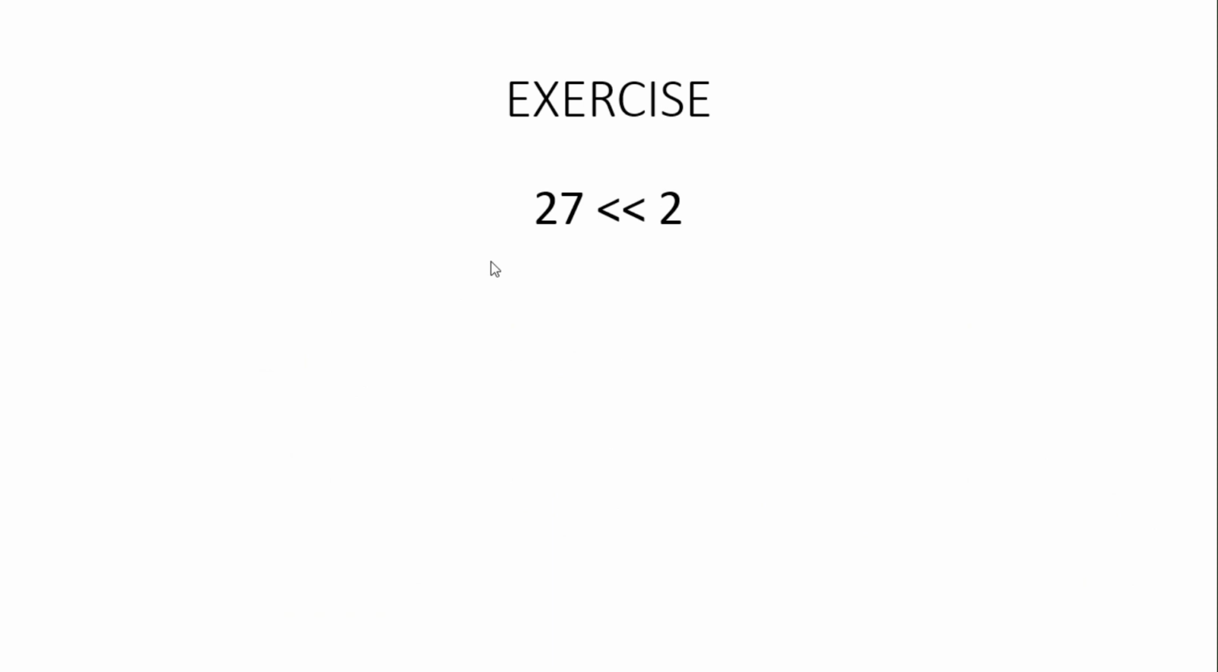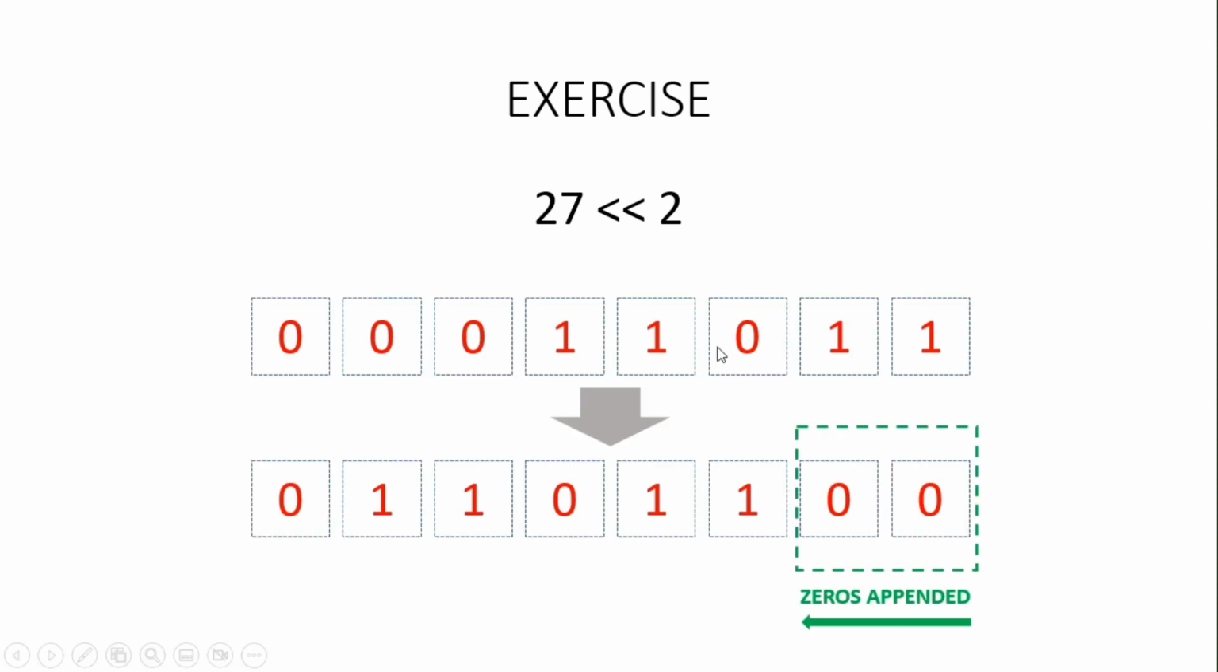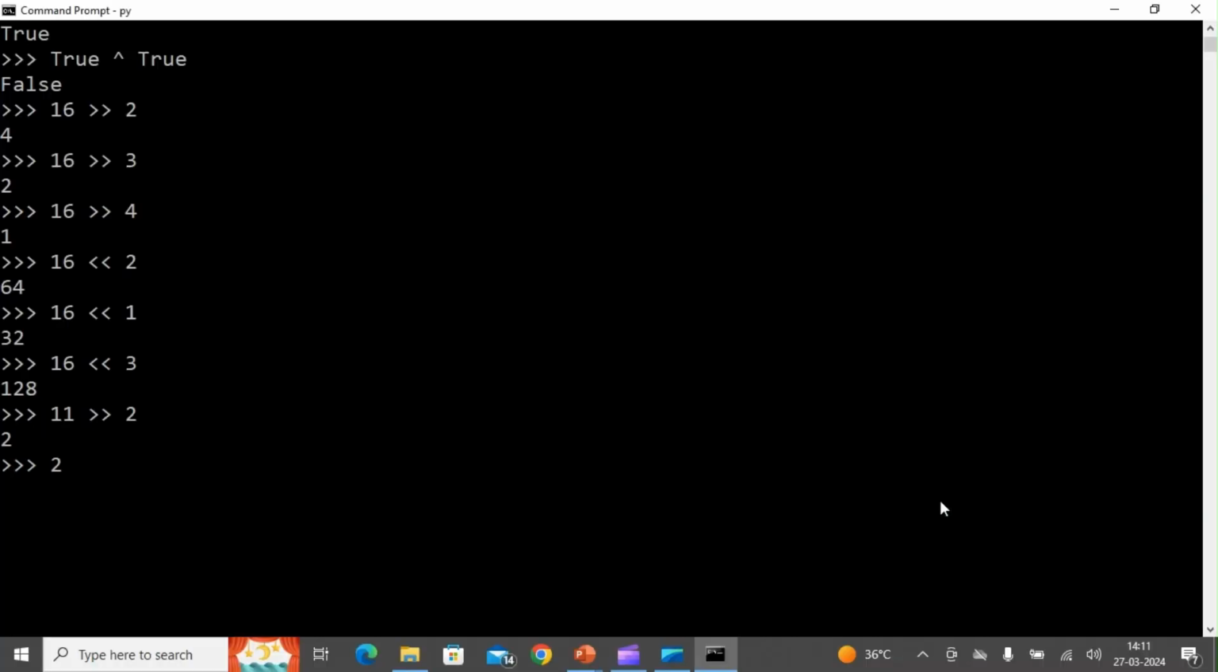And whatever be the case, let's see what's the answer. Pause the video here. So 27 can be written as 11011. Now when you shift 27 by 2 bits to the left, it becomes like this, and when you convert this number to decimal number system, this will be 108. So let's see, 27 left shift by 2 bits, it returns 108. So this is on left shift and right shift.